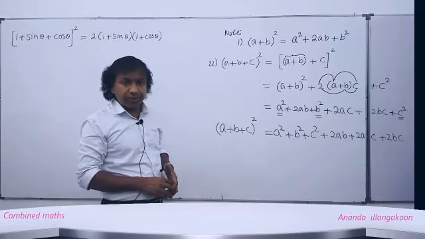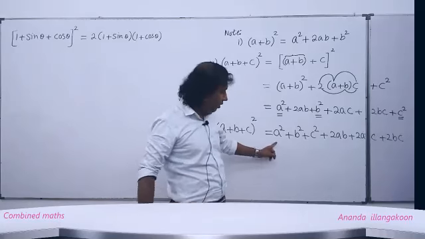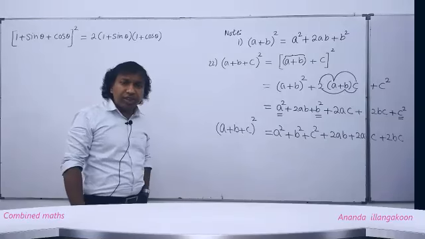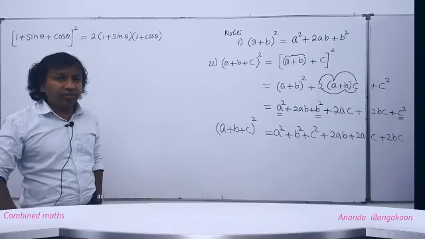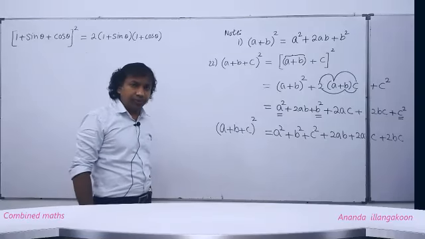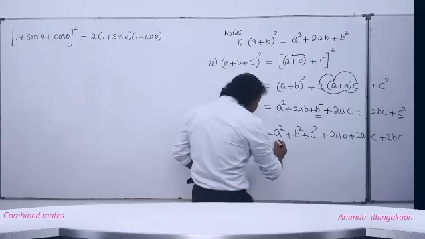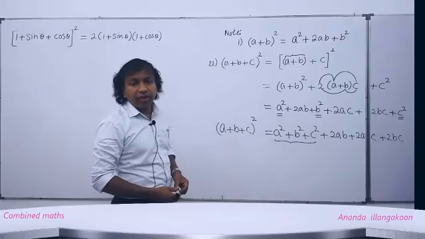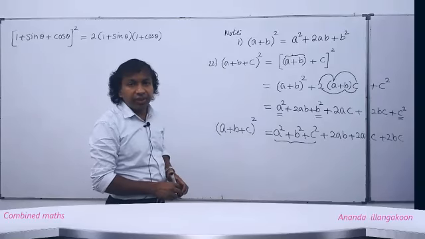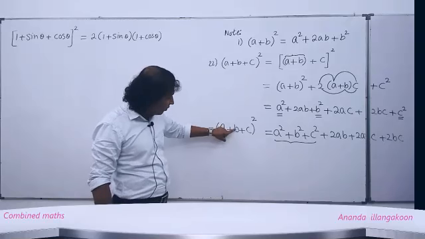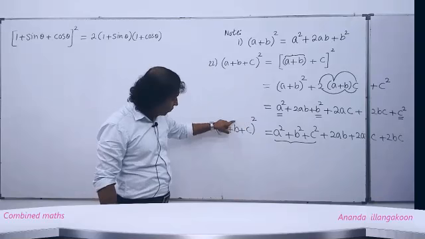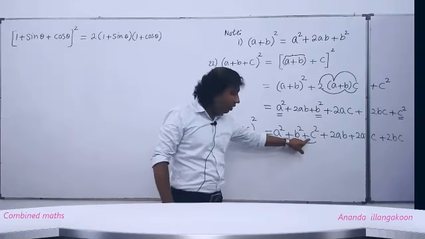There are 6 terms. Look, on this right hand side there are 6 terms. What are the terms? People, you can remember them very easily. When you consider the first 3 terms on the right hand side: square of this, square of this, square of this. The sum of the squares of these three is what comes first.